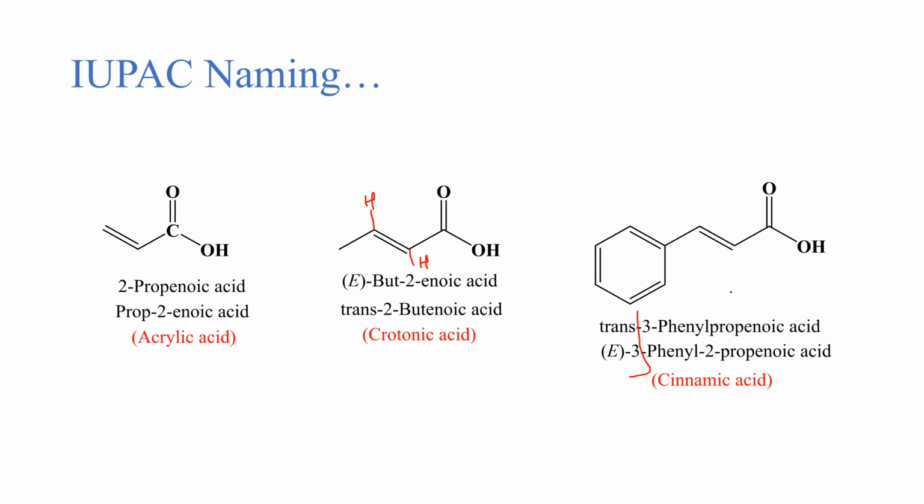Obviously, though it is understood that the double bond will be there if the benzene ring is here and there is a carbonyl, for more clarity you have to write the position of this double bond also. So this is 3-phenyl-2-propenoic acid, and its common name is cinnamic acid. And the cinnamic acid derivatives and its esters are present in the cinnamon sticks we use in most of our dishes, right?